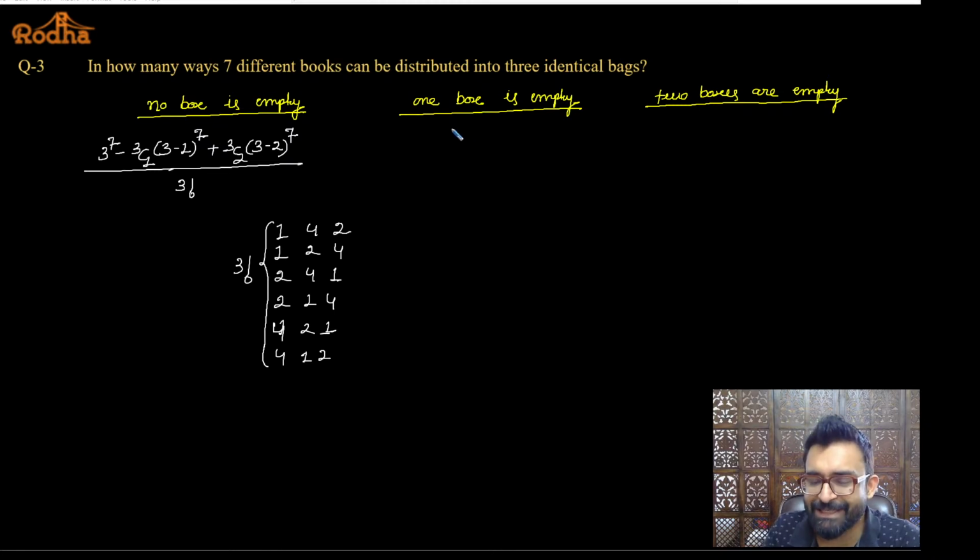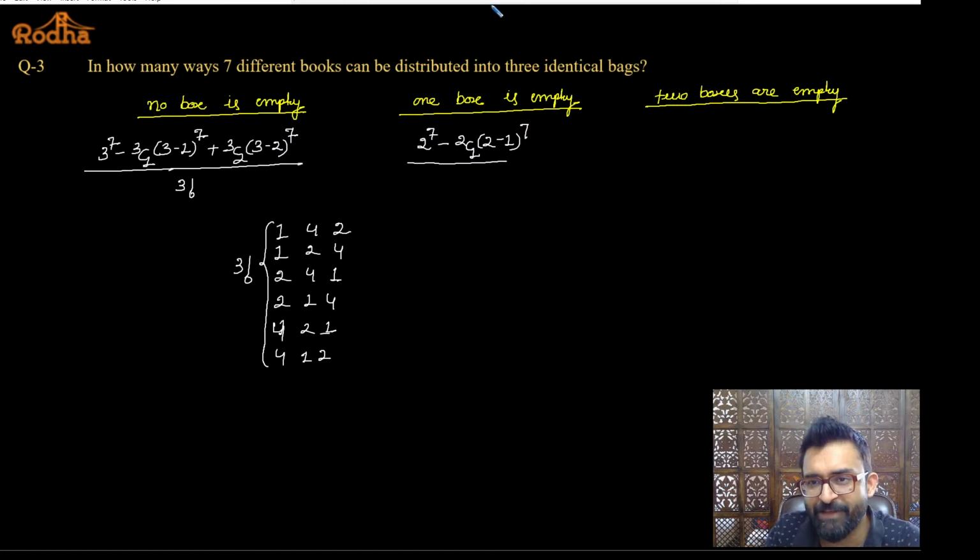Okay. Now in this case, I have only 2 boxes to fill. One of the boxes is empty. So the same case is going to happen. 2 raised to the power 7 minus 2C1, 2 minus 1 raised to the power 7 plus, I do not write anything because 2C2 times 2 minus 2 will be zero, it will vanish.